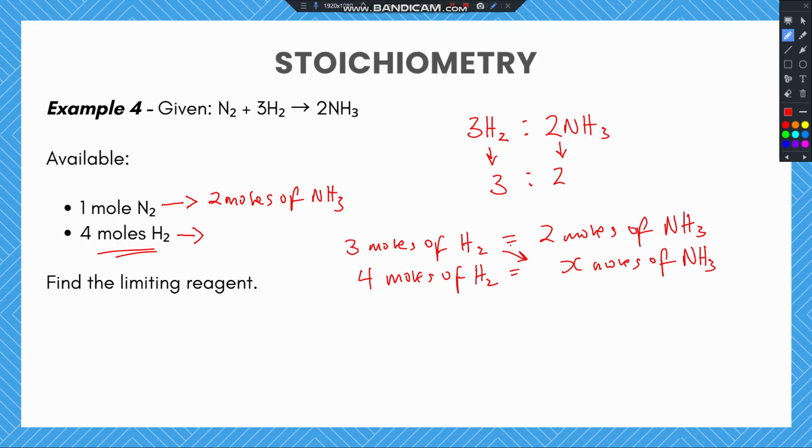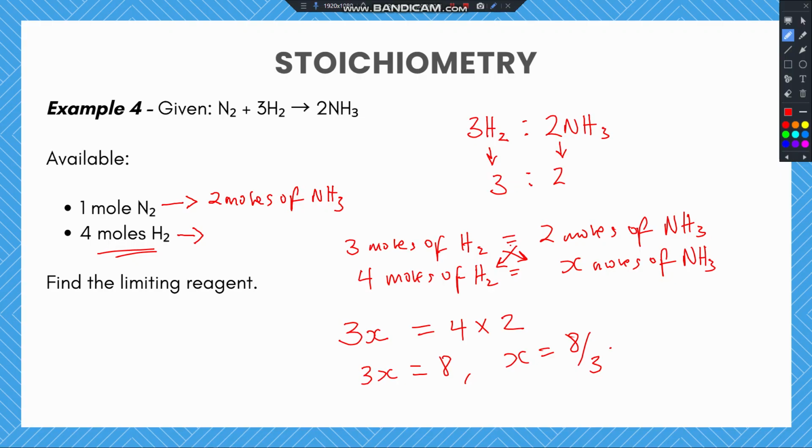So at this point, we simply cross multiply. So we have 3 times X is basically equal to 4 times 2. So 3X is equal to 8. So X is equal to 8 divided by 3. 8 divided by 3. Allow me to punch my calculator for a moment. 8 divided by 3.